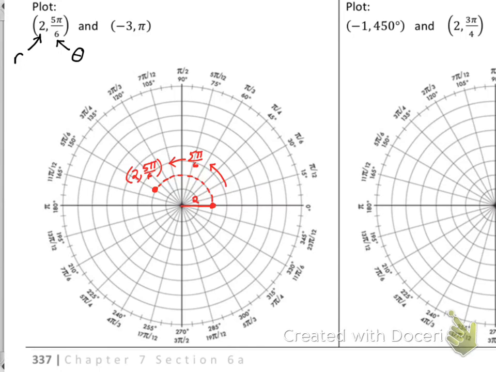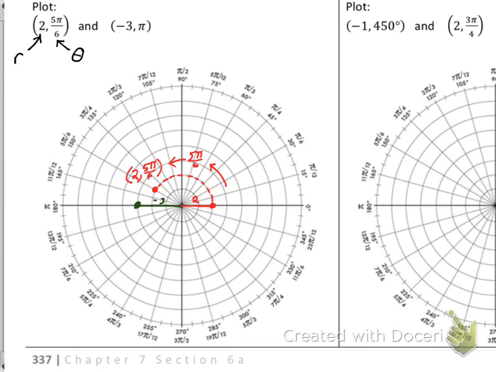Our next one says that we have -3, pi. Now I'm going to do the same thing. I'm going to start on the polar axis, except I'm going to go over 3. 1, 2, 3 marks. So let me change the color of my pencil. Let's change to green. Like I said, I'm going to count over 3 marks, 1, 2, 3, and I'm going to put a point right there. So that distance is 3. Well, let's call it -3.